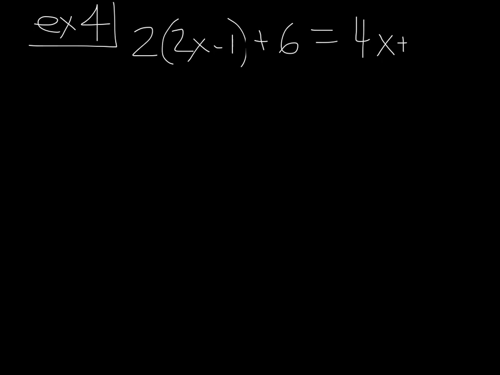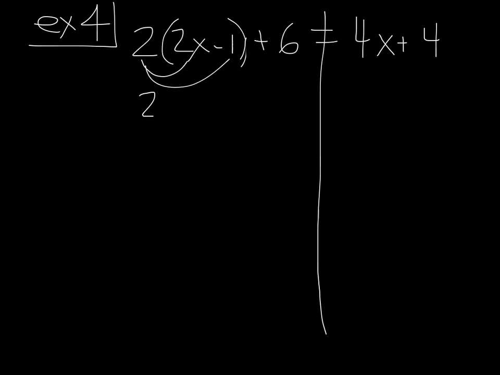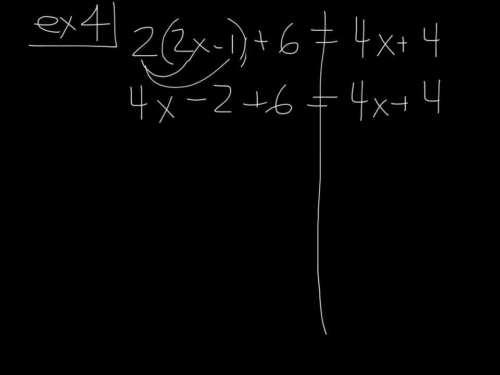Here's example number 4. It says 2 parentheses 2x minus 1, plus 6 equals 4x plus 4. So first things first, we need to distribute. 2 times 2x is 4x, and then 2 times negative 1 is negative 2. And I write everything else straight down.